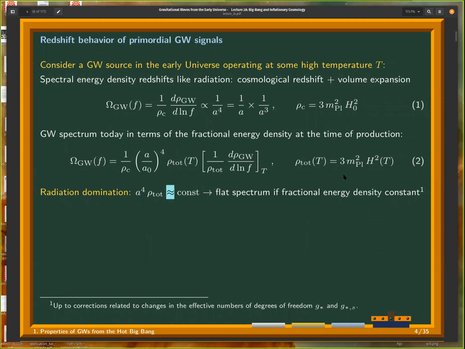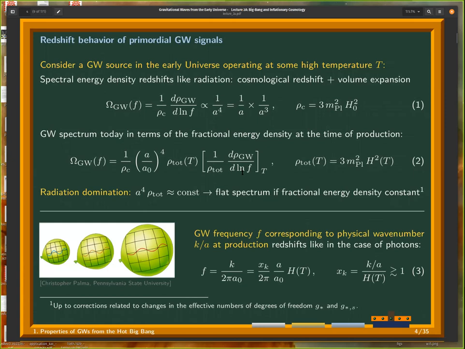I put an approximate sign here, and I also have a footnote because this is only true up to corrections that are related to the changes in the effective numbers of degrees of freedom. So maybe this is a comment for the experts in the audience, but if you're familiar with these effective numbers of degrees of freedom, g star and g star S, then you will know what I mean. These degrees of freedom count how many relativistic species contribute to the energy density of the thermal bath and to the entropy density of the thermal bath. In the standard model of particle physics, these quantities change as a function of temperature, and this will lead to slight corrections to this relation here. But apart from these changes in g star and g star S, this statement holds true.